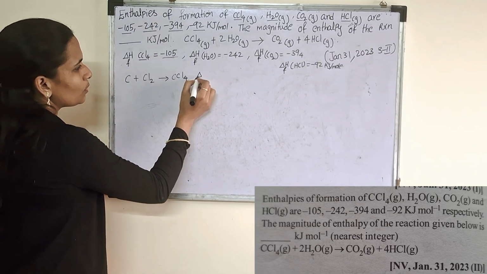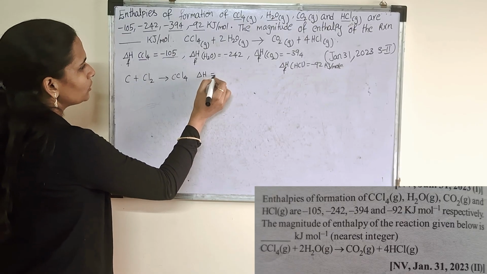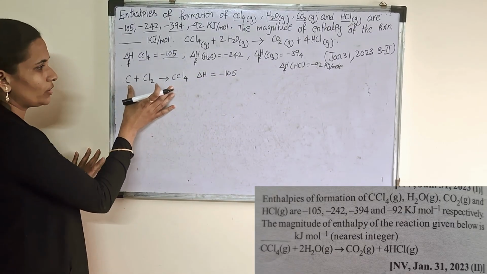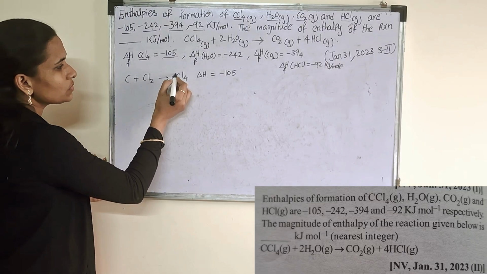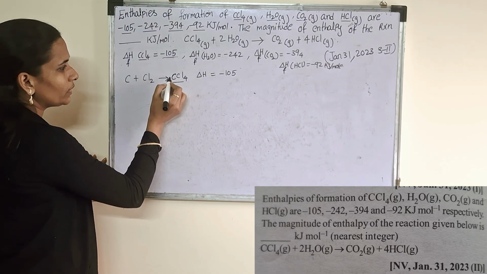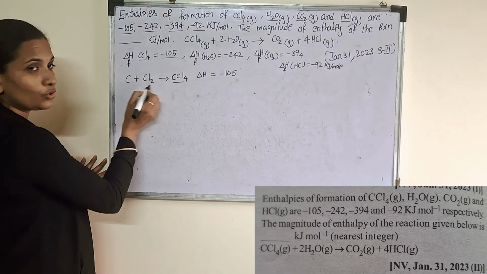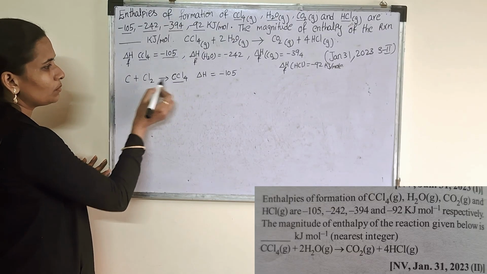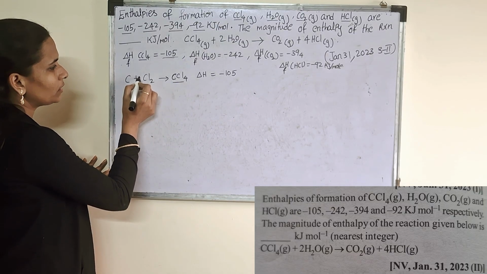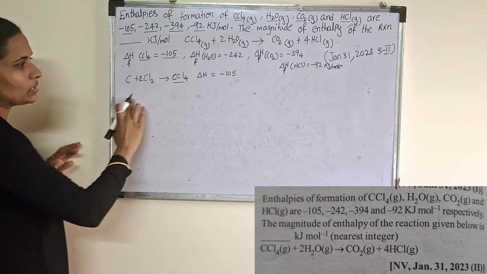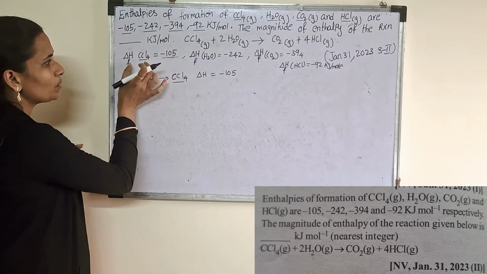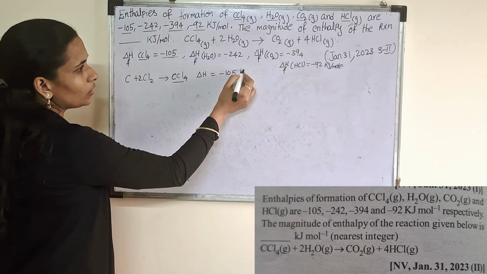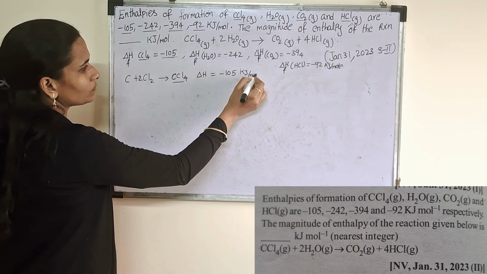So here delta H formation, how much is given? Delta H value minus 105. So this is the equation. Now we have to balance this equation. This is formation of CCl4, so take this as 1 mole only. Then balance this side: here 1 carbon, here 4 chlorines are there, so write 2Cl2. So this is the equation of delta H formation of CCl4, and the given value is minus 105 kilojoule per mole.